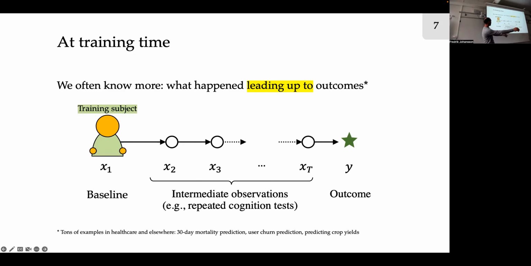Okay, so remember, at test time, I only have access to this. I want to predict 4 years into the future. But for my training subjects, 4 years have already happened. So maybe I saw them every 6 months. And this was the case in the Alzheimer's data set that we looked at.